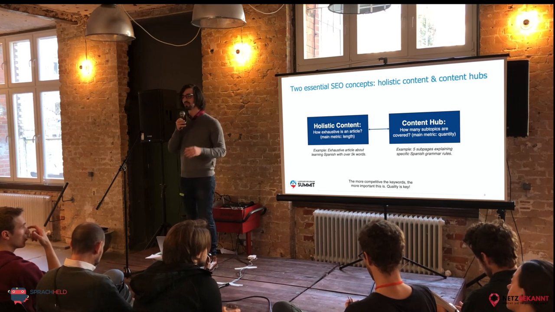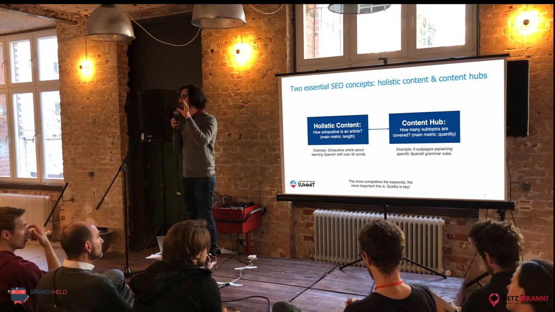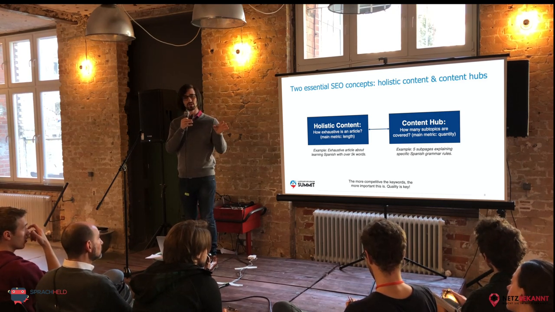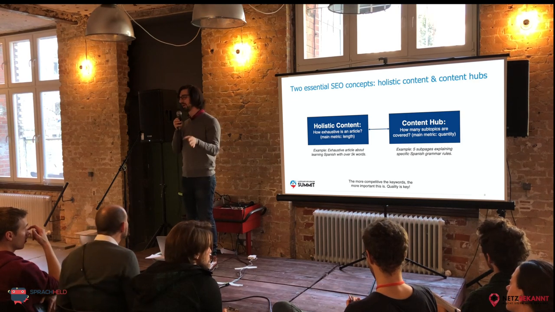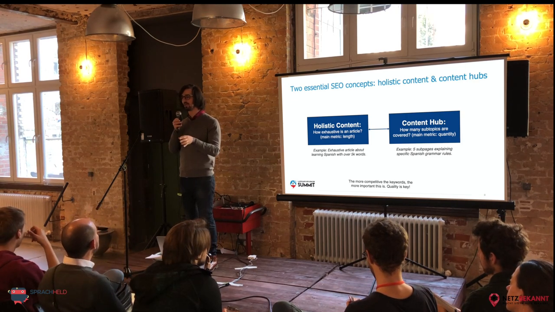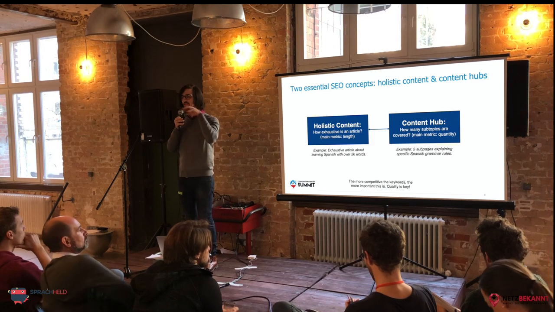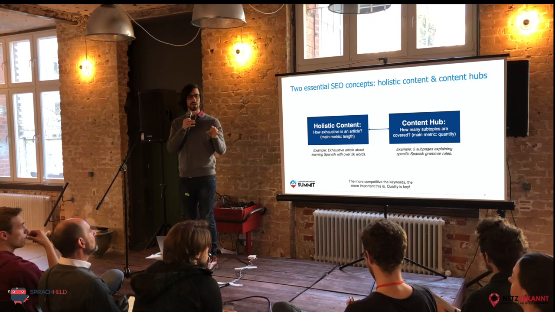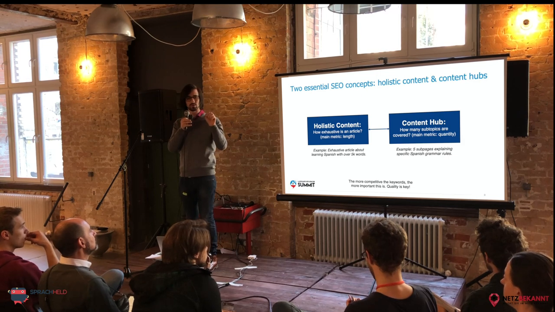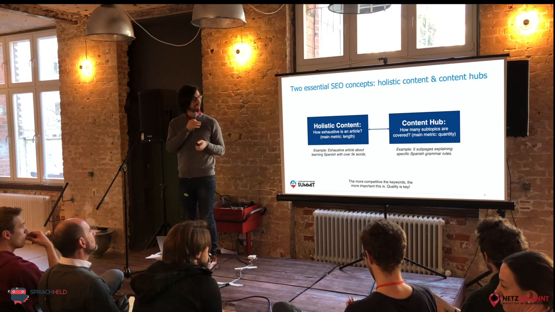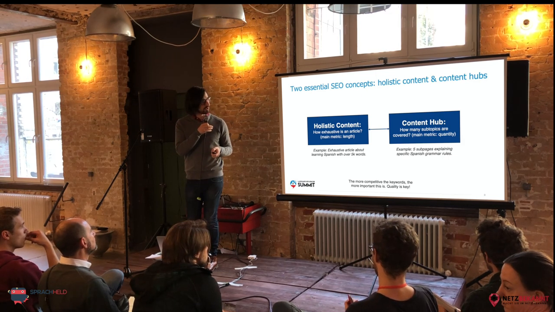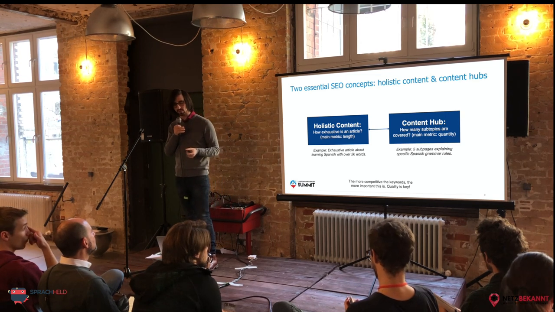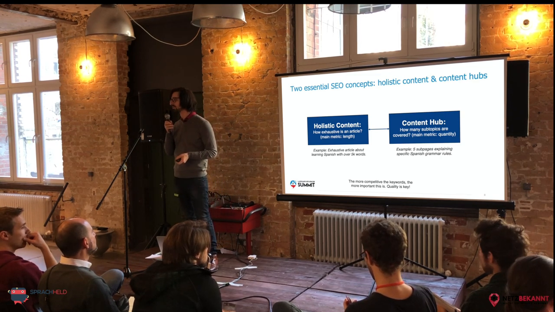So a content hub means you have a main article, which is how to learn French, and then you have sub articles, which are how to learn French grammar and French words. It's a little bit like an authority hub. So you create content on a topic, and you create sub content on the topic, and so on. Those two concepts are very important in content marketing.